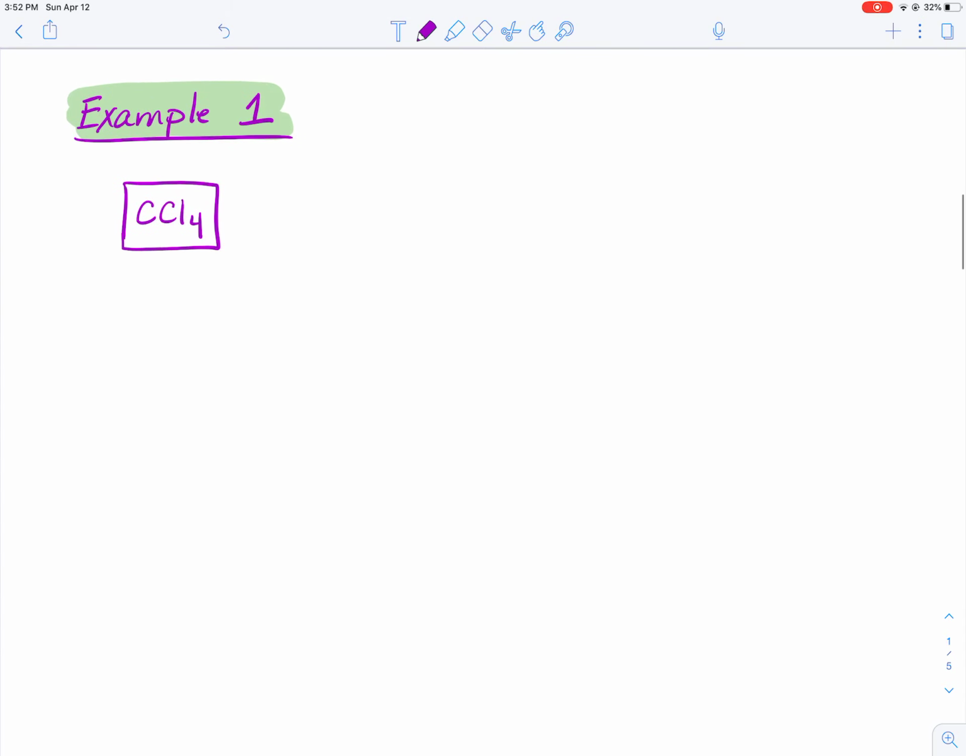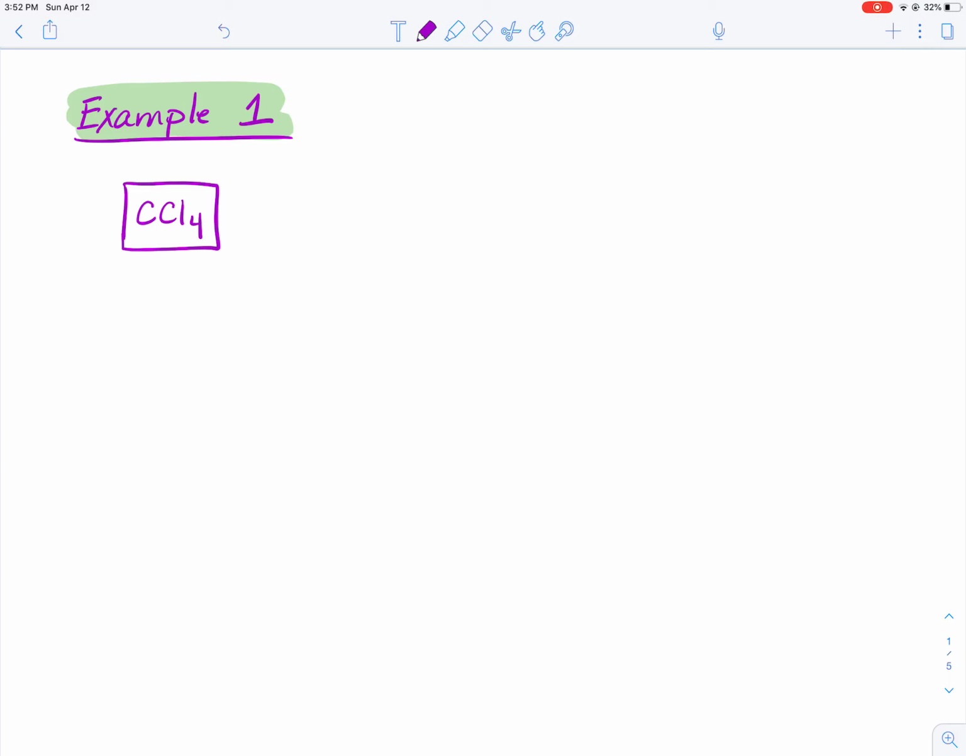So let's try example 1. Let's draw the Lewis structure for carbon tetrachloride. So that's CCl4. In order to do this, what I want to show you is the NASA table.